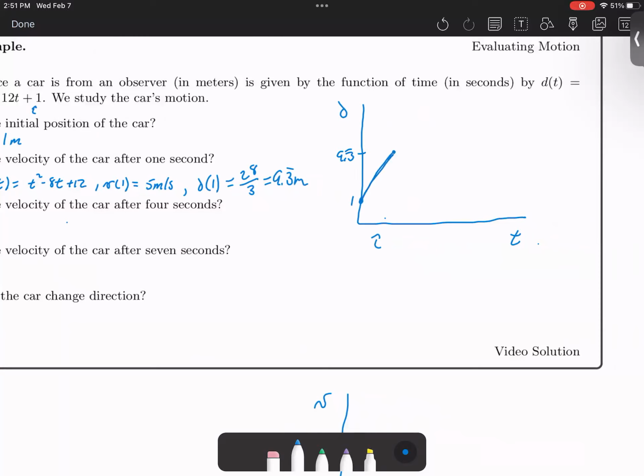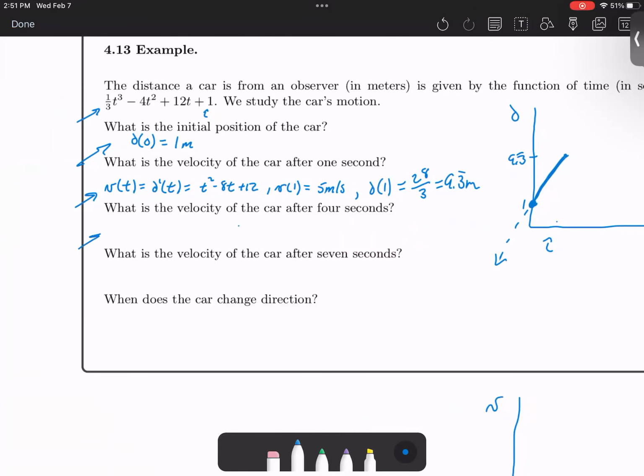So that cubic function is going to exist down here. It's going to have that same end behavior, but we don't care about it because we don't look at negative time values. The important part is initially we're at 1, and then we travel forward at a rate of 5 meters per second when time is equal to 1. All right, let's keep going.